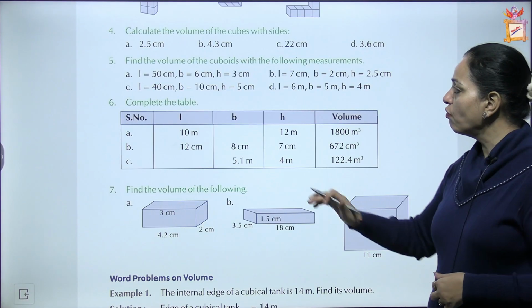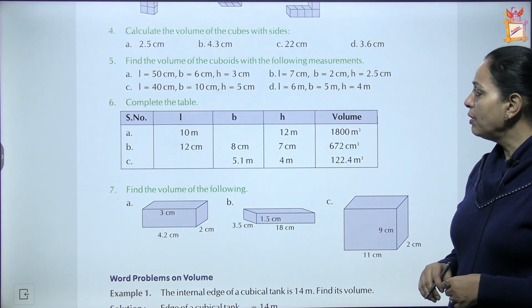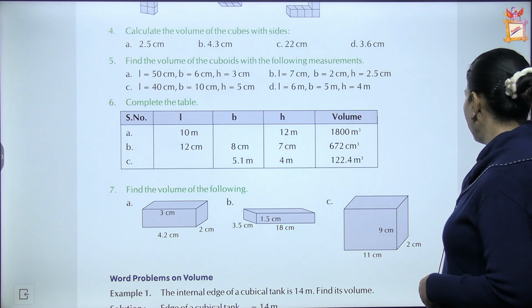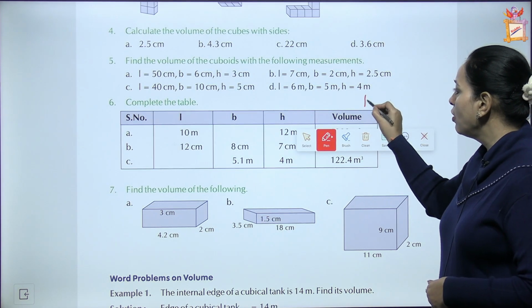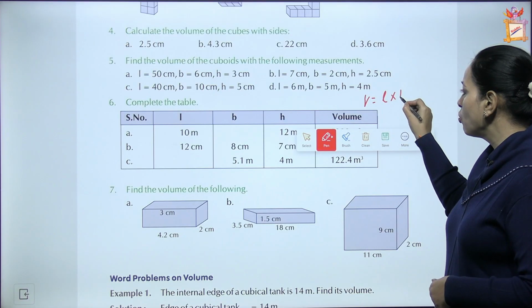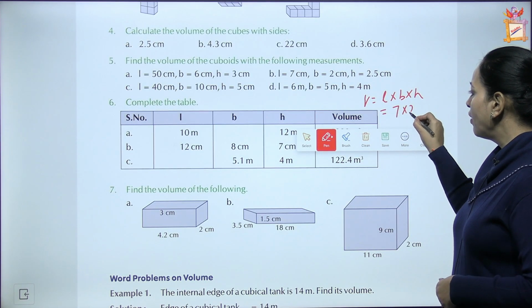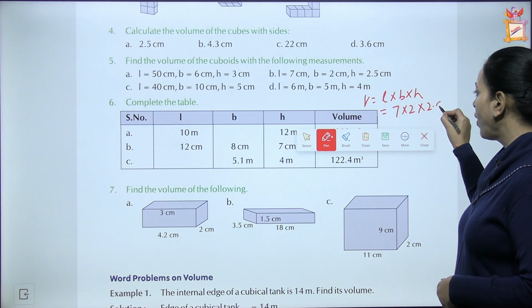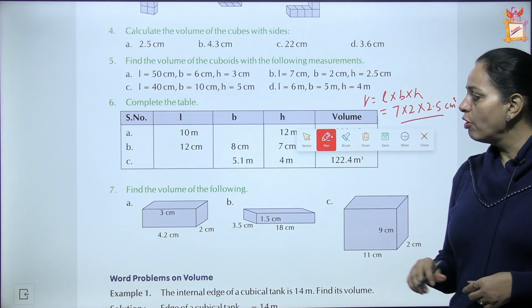Similarly, fifth question, find the volume of cuboid with these measurements, like B part, length is 7, breadth is 2 centimeter, height is 2.5. So volume is L into B into H. First always write the formula. 7 into 2 into 2.5 centimeter cube. You can calculate it. Okay.